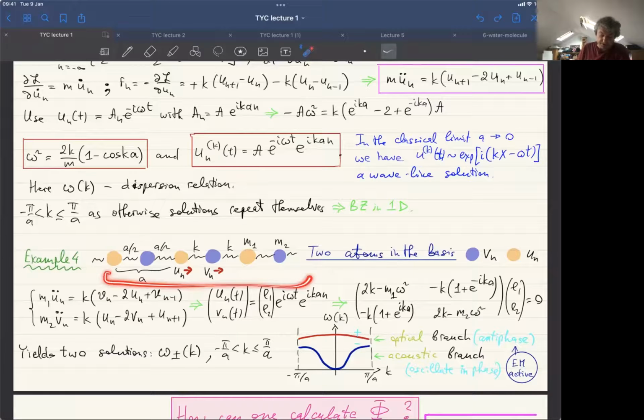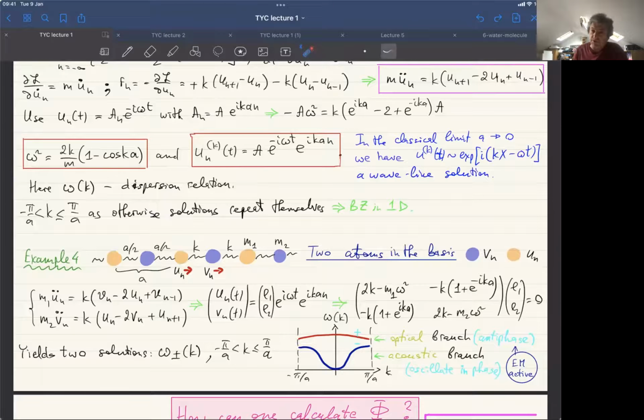If you have two atoms in the unit cell, you perform exactly the same analysis, but this time you will have two branches, not just one. So there will be two solutions for omega. One is called optical, another is called acoustic. Here we'll have only acoustic solutions. If k equals 0, you have omega squared equals 0 as well. So your solution would look like this.